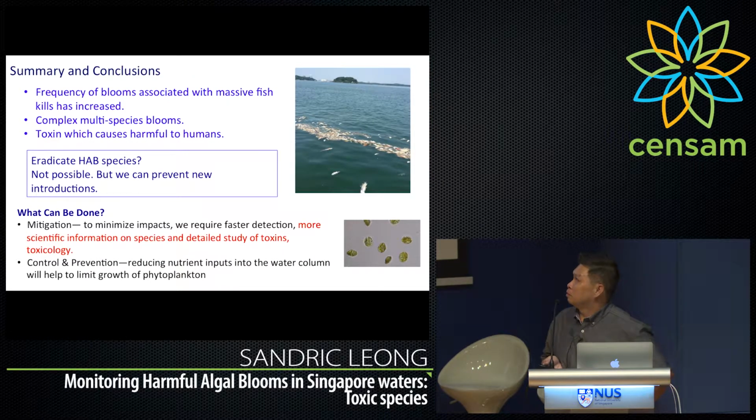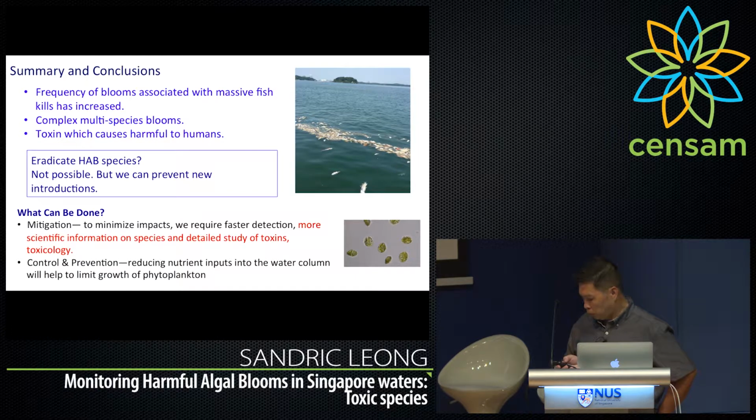And lastly, I'd like to summarize and conclude some of the work that we have done. As we have seen, the frequency of blooms associated with fish kills has increased in our waters, and due to the complexity of the blooms, sometimes we do find multiple species in the bloom, so it is quite difficult to mitigate or predict them. And also there are the toxins which cause harm to other organisms, mammals and humans.